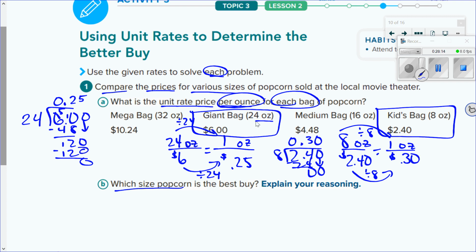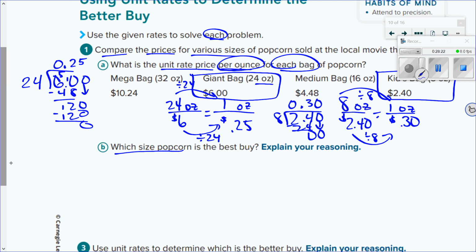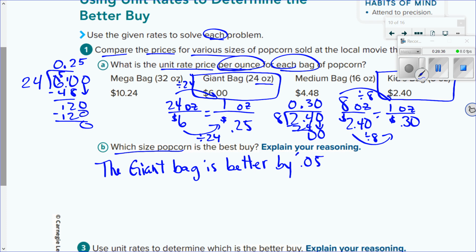So, which is the bigger, which is their better buy? Why? Does that make sense, guys? So I'm even going to go a step further and say it's better by 5 cents per ounce. Yes?